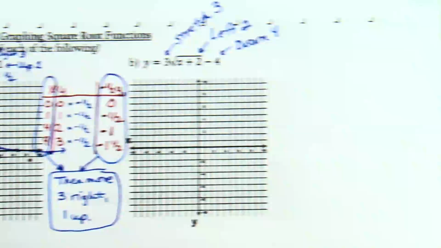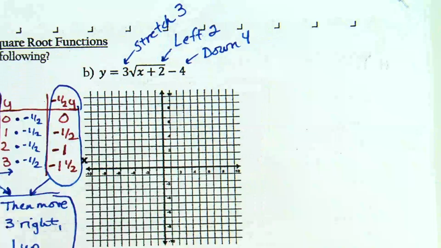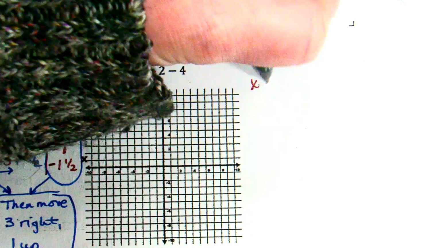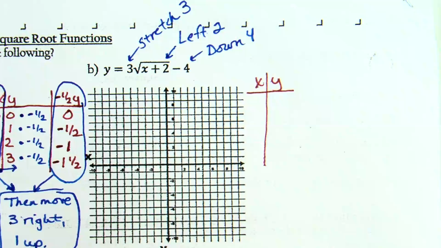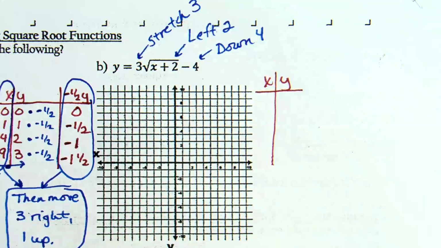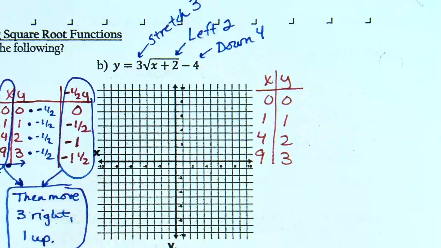Okay. What did I do last time? I started by making an XY chart, so I'm going to start the same way this time. What's our original XY chart before we change anything? 0, 0, 1, 1, 4, 2, 9, 3 is what you guys said.